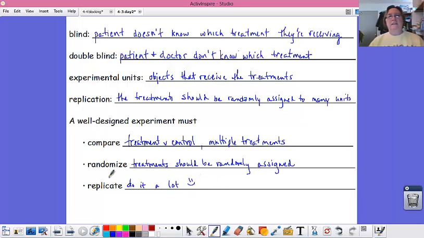Another thing about replication, and maybe you've heard things like this on the news, if you're doing a fair experiment, it would make sense that someone else who does the same experiment should get a similar result to you. That also is an element of replication. Not only should you use as many subjects as you possibly can, but you also want to make sure that your result could be replicated by someone else who did a similar experiment.